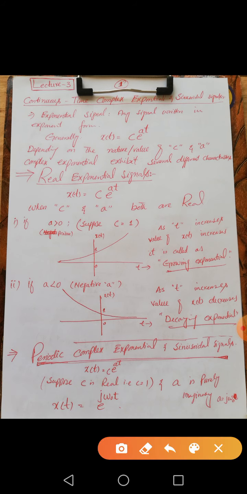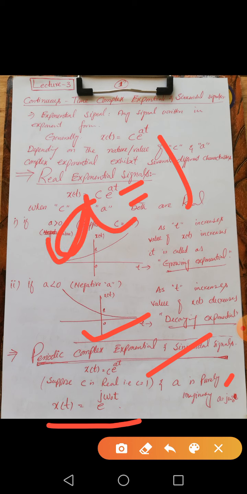So in a periodic complex exponential signal, a must be purely imaginary and c is real. Suppose c is real and equal to 1. Then we will have x of t equal to e power j omega naught t, which means that a is equal to j omega naught, a purely imaginary number.